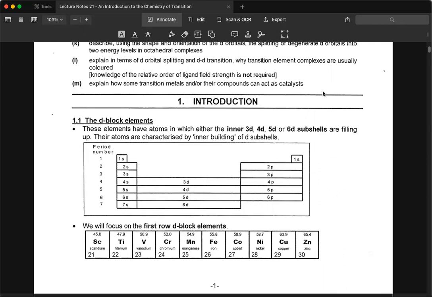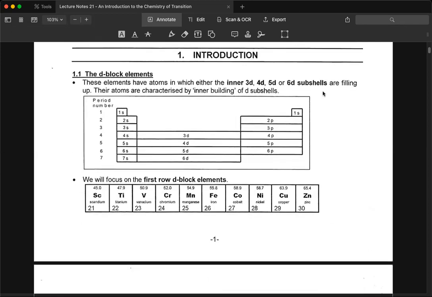They are d-block elements. So these elements are atoms where they have the inner 3d, 4d, 5d, or 6d subshells filling up based on the period they are in. So their atoms are characterized by inner building of these subshells. In our syllabus, we only focus on the first row of the d-block elements, which are in period 4.